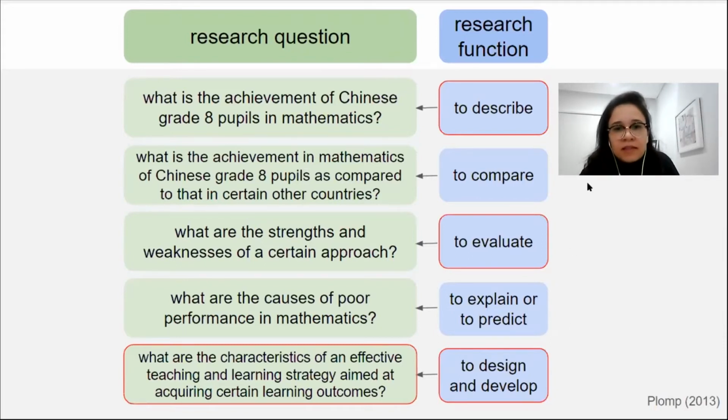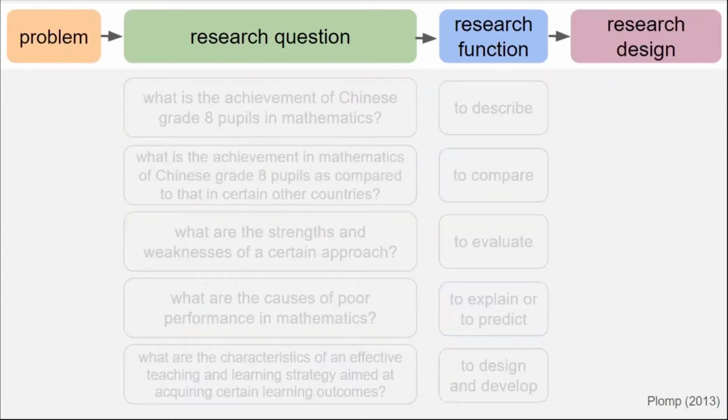So it has different functions. These examples illustrate that usually a research project has a primary research function, but other research functions may be applied to serve the primary research function. If you are writing your research project, you must begin with a research problem, and then you can elaborate your research question, and then you are going to decide what the function and the research design. We already talked about research question, research function.